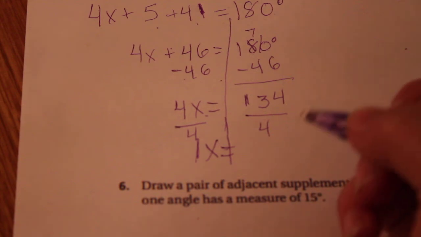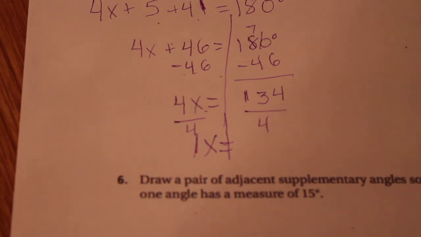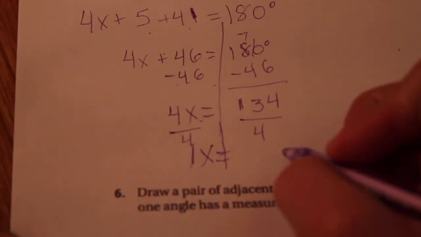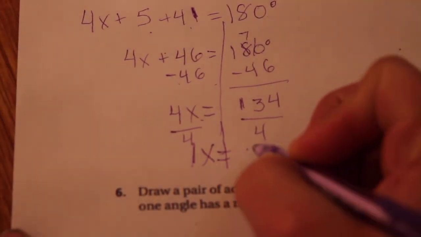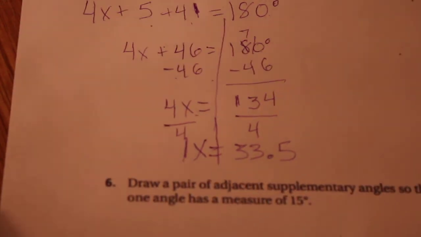Our 1x equals, please take a moment to figure out what 134 divided by 4 is. Alright, if you divided that through, you should have gotten 33.5.